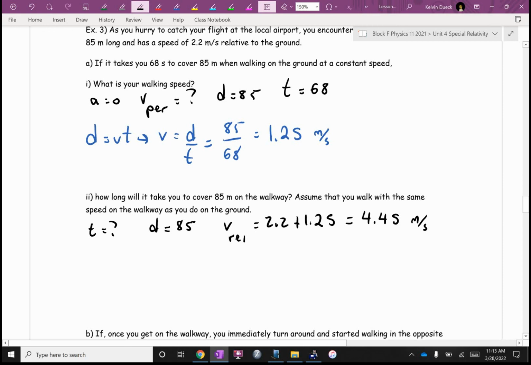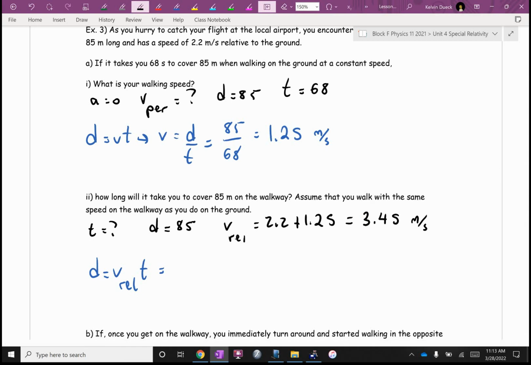Okay. I guess I'm going to again use D equals VREL times T. Isn't it 3.45? Of course it's 3.45 because I can't add. Should have used my calculator. Thank you. I owe you a candy.